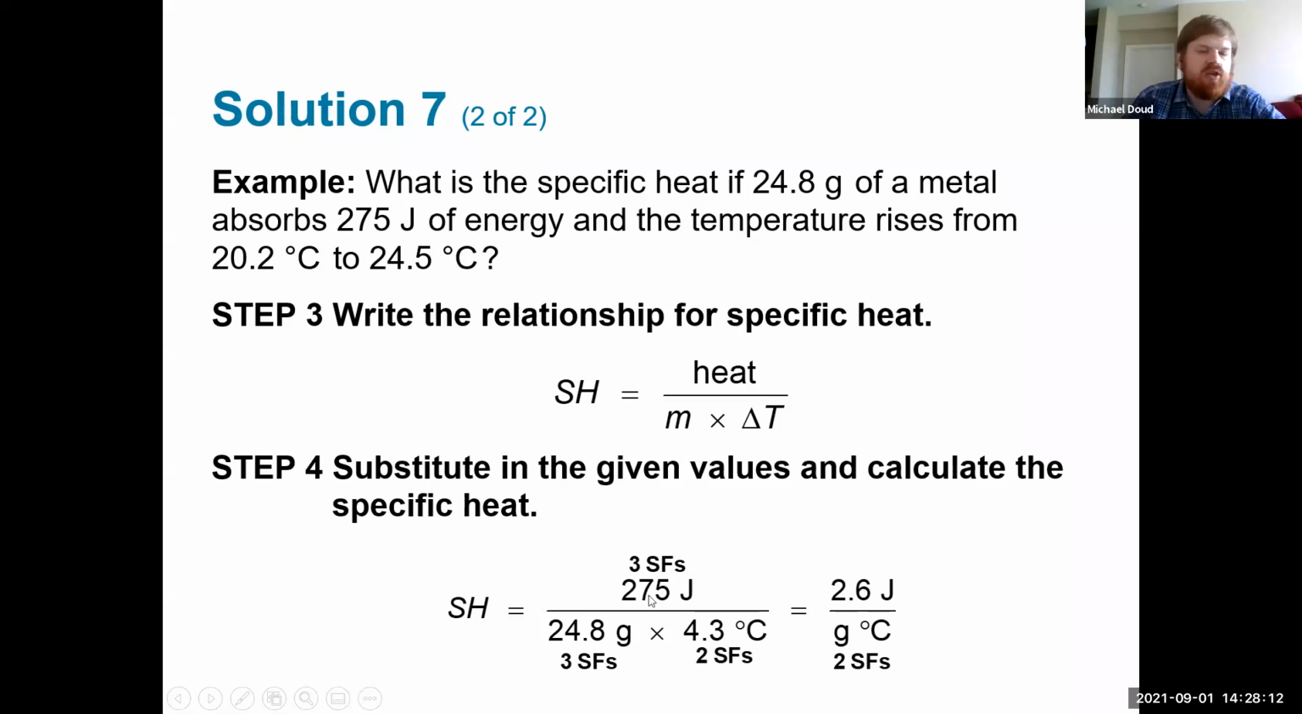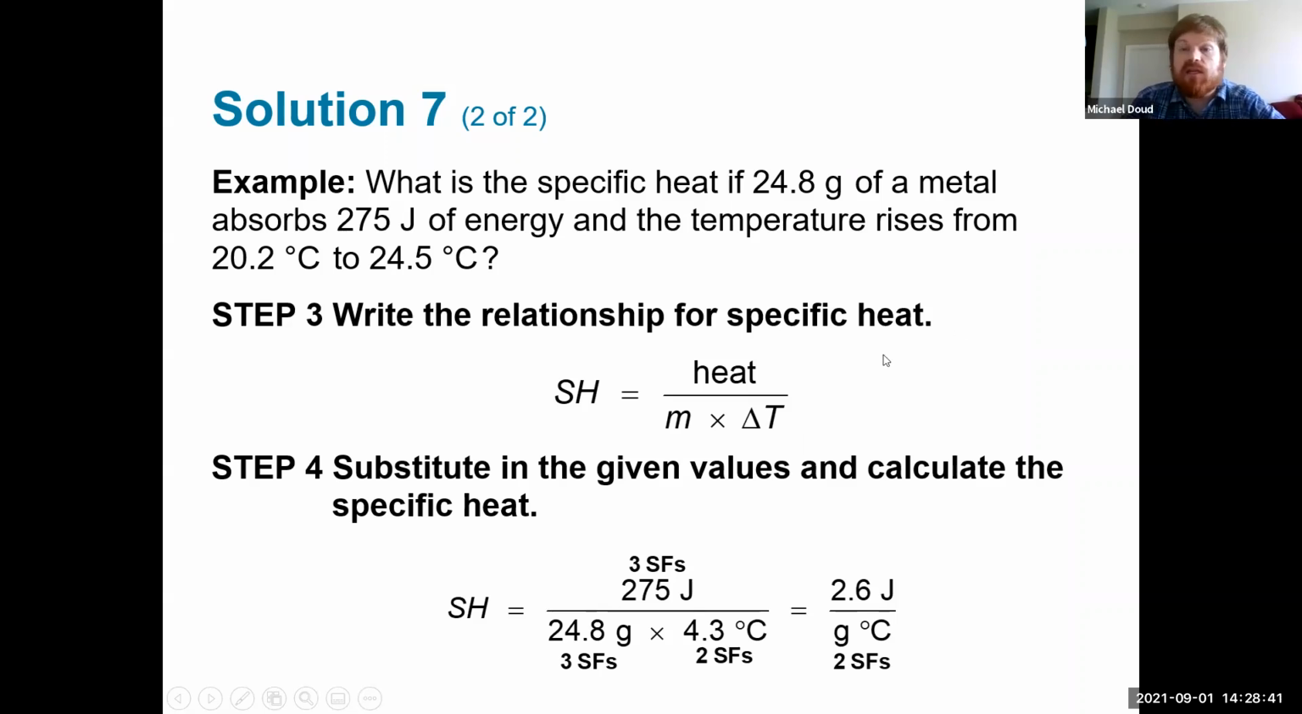A note on putting this into your calculator, if this helps out: you have your numerator, 275, and then you're divided by 2 different things in the denominator. So I would put this in my calculator as 275 divided by 24.8, and then divided by 4.3. Now it's also correct that you could say 275 divided by, and then in parentheses, multiply these 2 numbers together. But that does use the parentheses function on your calculator.